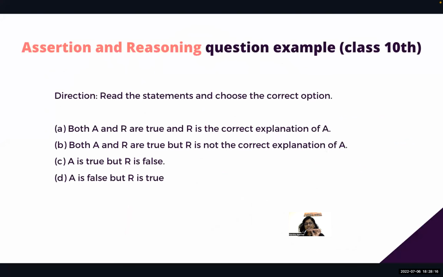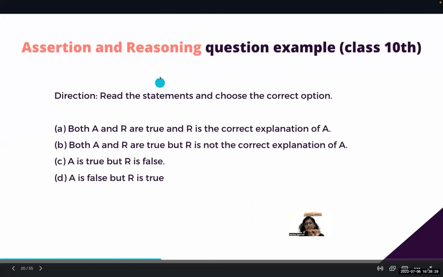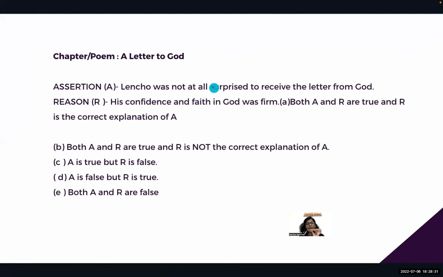Again, discussing first is assertion and reasoning. As I told, this particular direction and statements is the same across all the subjects. This is the way in which the questions can be presented and the answers should be presented as well. I have taken here the chapter A Letter to God as my first example. Here is an assertion and here is a reason. My assertion is Lencho was not at all surprised to receive the letter from God. Reason: his confidence and faith in God was firm. Now these are all your options.